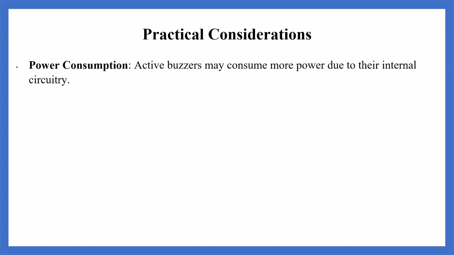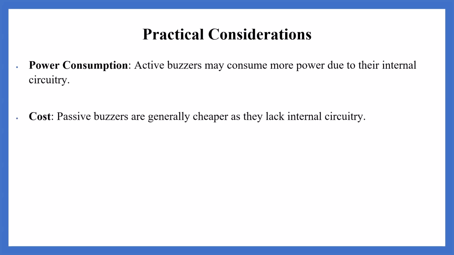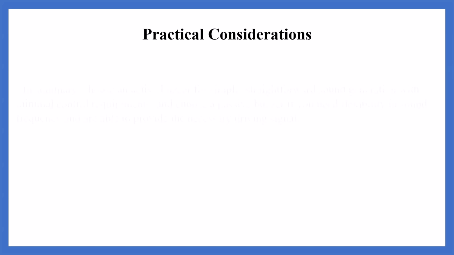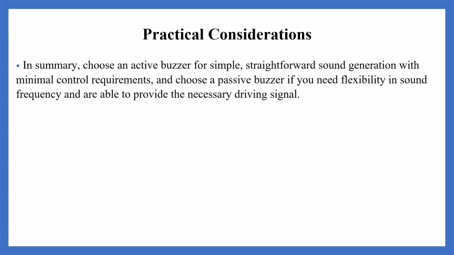Practical considerations. Power consumption: active buzzers may consume more power due to their internal circuitry. Cost: passive buzzers are generally cheaper as they lack internal circuitry. Size: both types can come in various sizes, but passive buzzers can be more compact due to the absence of internal components. In summary, choose an active buzzer for simple, straightforward sound generation with minimal control requirements, and choose a passive buzzer if you need flexibility in sound frequency and are able to provide the necessary driving signal.